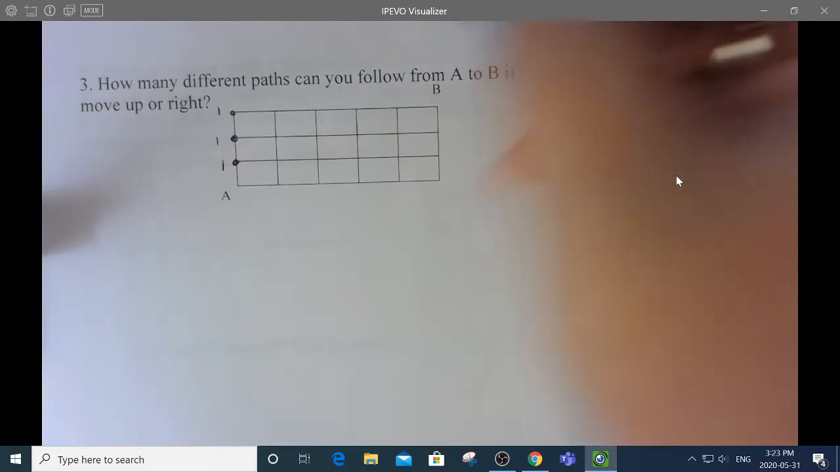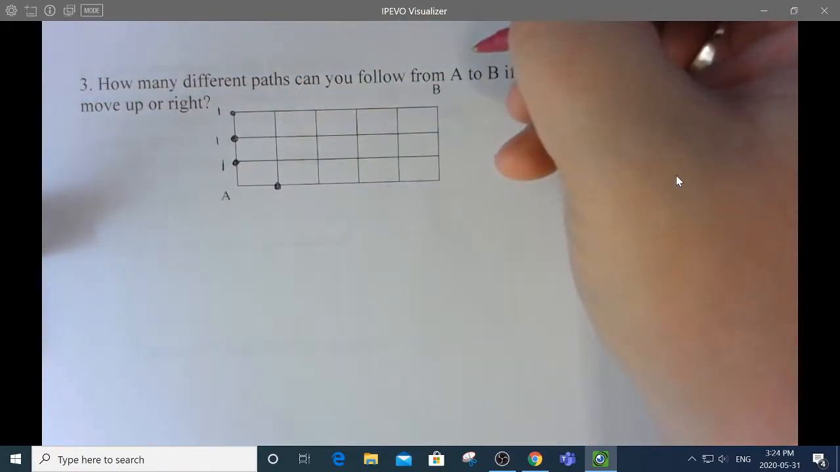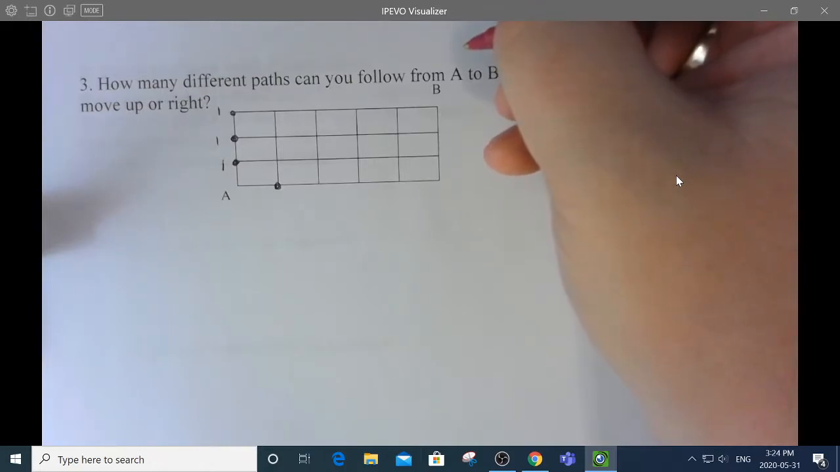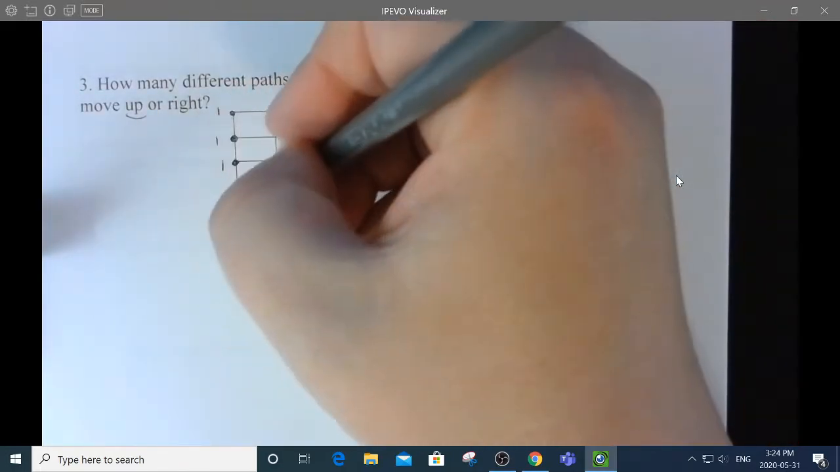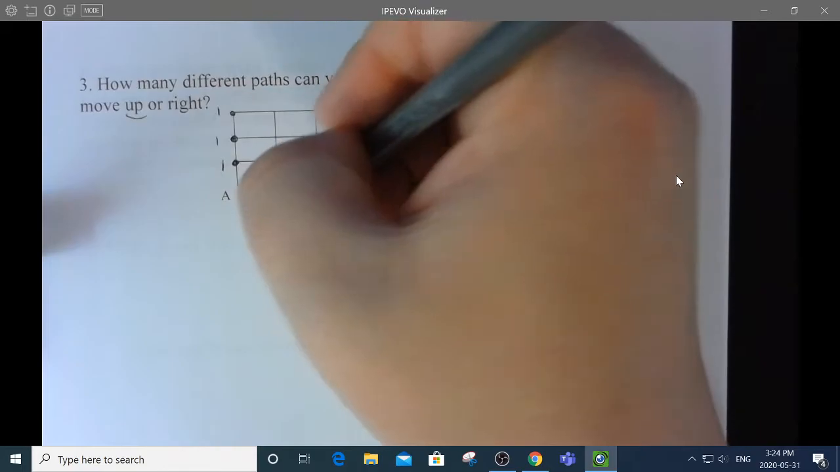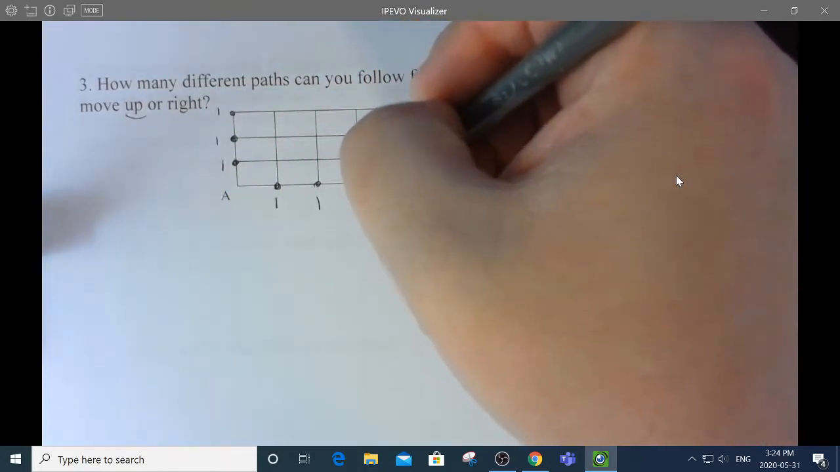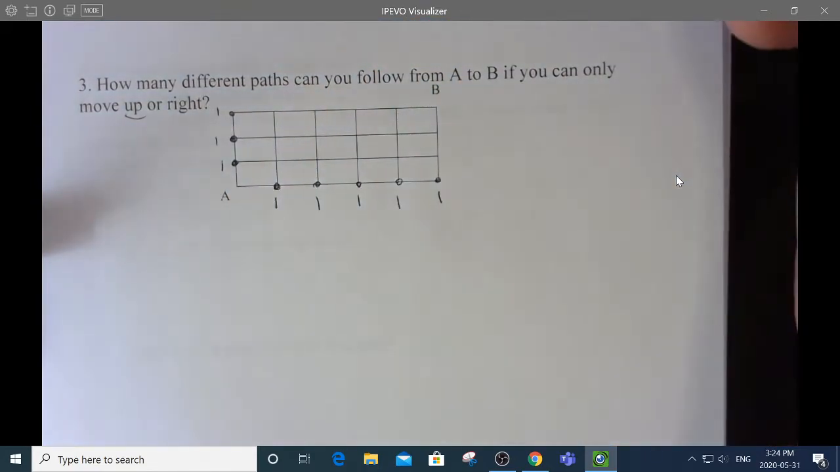How many different ways can I get to this point? Okay, well, let's think about that. Once again, I'm not allowed to move down, only up. So I can't go this way, then down. I can only go that way. So there's one way to get to here. There's one way to get to here. There's one way to get to here, one way to get to here, and one way to get to here.